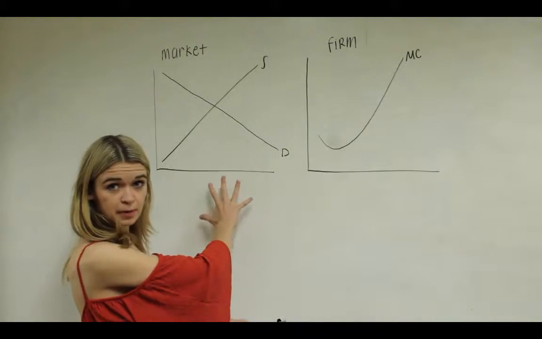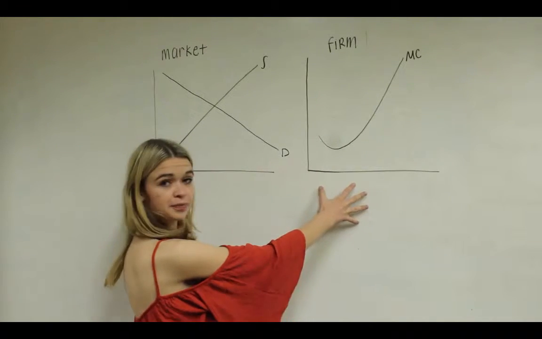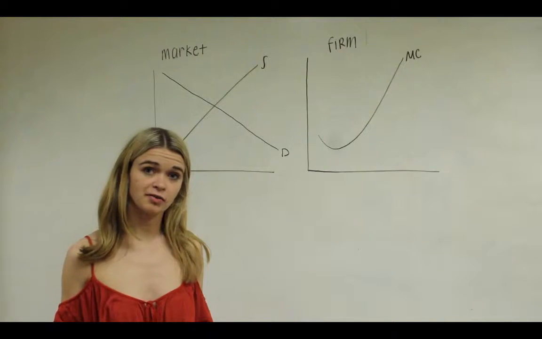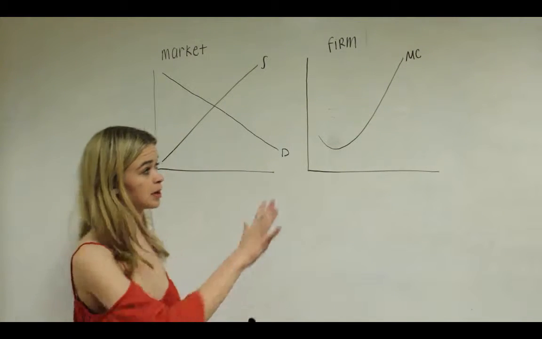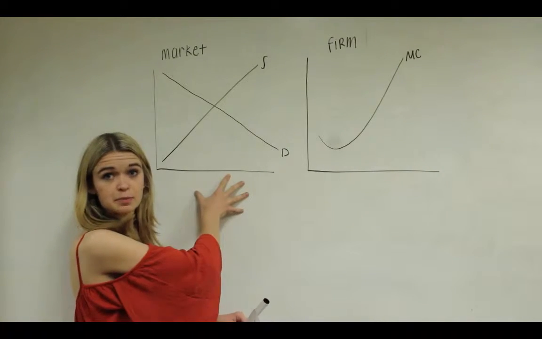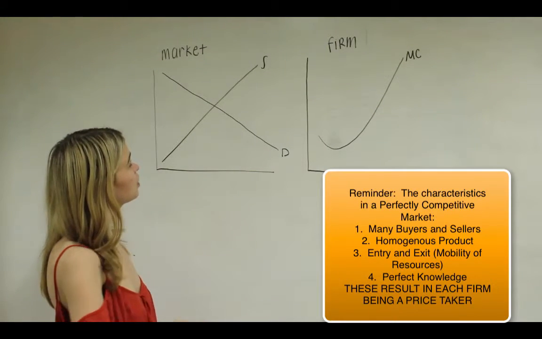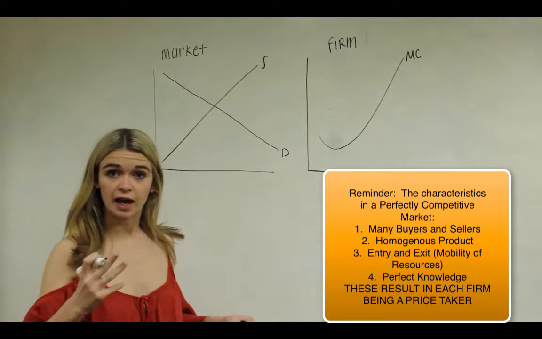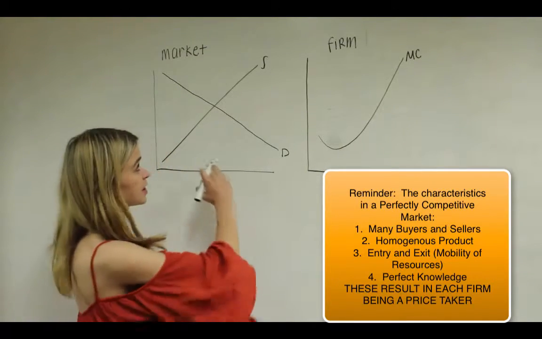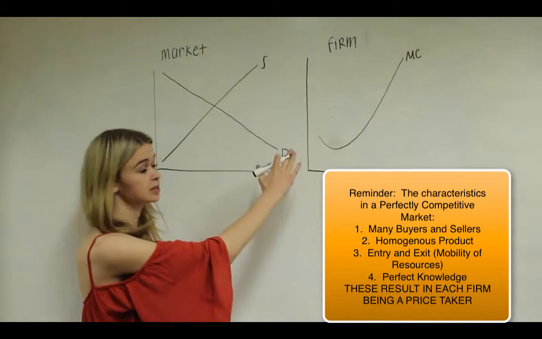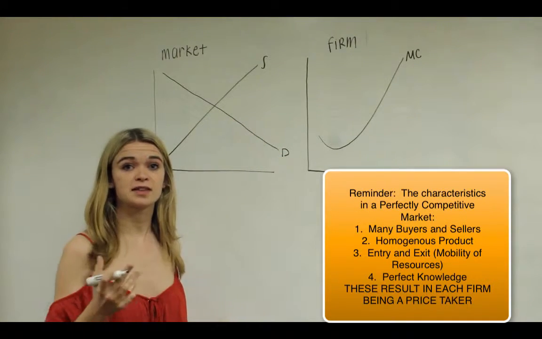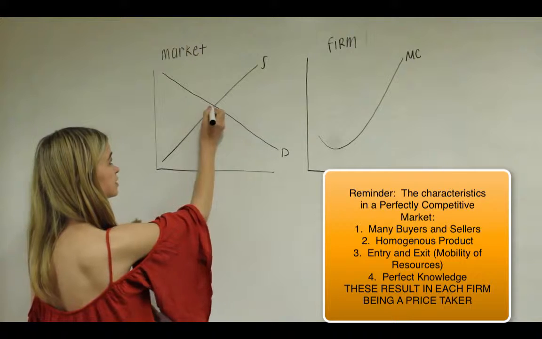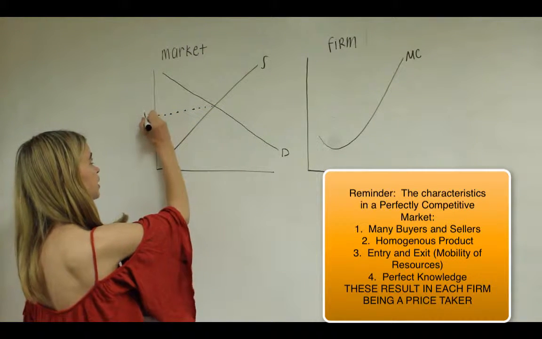Alright, so what I have drawn here on the board already are two graphs. One is the market and one is the firm. And when we go about solving a problem for a perfectly competitive firm, we're going to start with this market. So in a market, we have an equilibrium. We've already covered this. So that's where supply equals demand. And when we find this equilibrium, it gives us a price. We're going to put that right here.